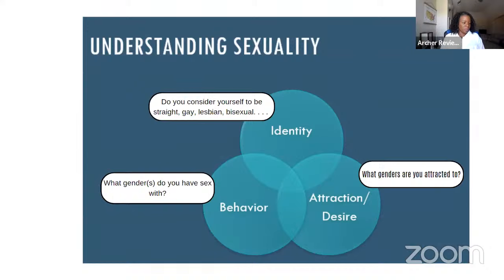All right, so we're going to move on to understanding sexuality. Identity is a way to understand how your patient identifies. Do you consider yourself straight, gay, lesbian, bisexual? Understanding their behaviors: what genders do you have sex with? Attraction or desire is always important to know. What genders are they attracted to?